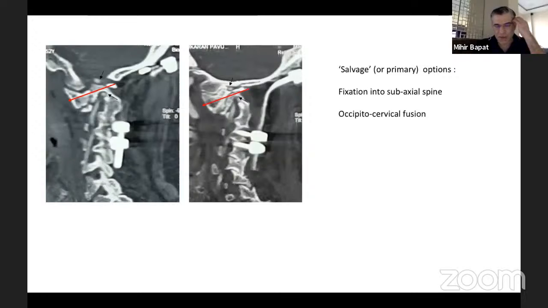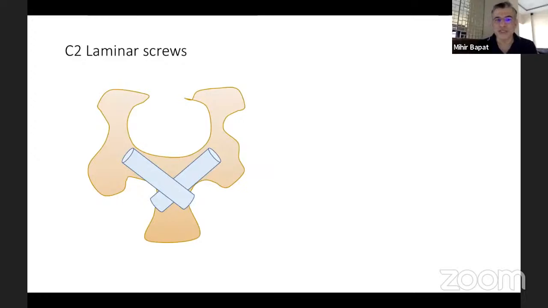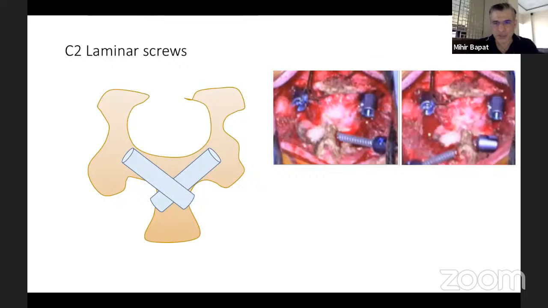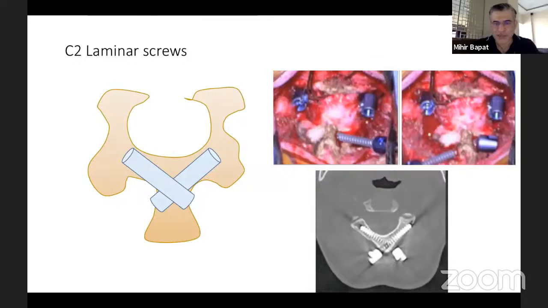In this case, because of severe dysplasia, the surgeon has avoided putting screw in the C2 and has used C3, C4, and the occiput. So this is one way of salvaging the situation. The other way is to use the C2 laminar screws. You have a good thick lamina of the C2, which is available for putting screws, and you can put two screws crossing each other in the C2 lamina and get a good purchase, which can align with your C1 lateral mass screws. So you have multiple options.